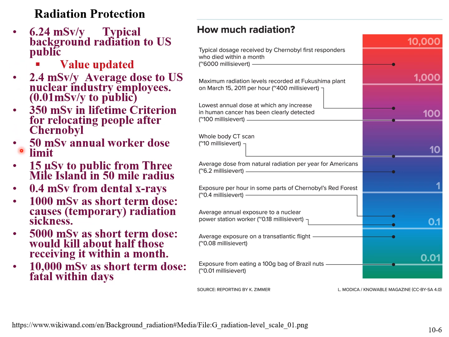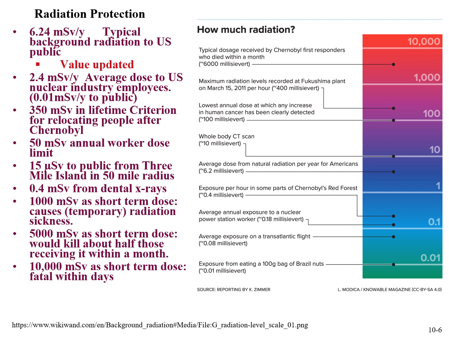And then here's some other data for consideration. If you look at the annual background of about 6 millisieverts per year, a temporary short-term dose of 1,000 millisieverts causes radiation sickness. 5,000 millisieverts, 5 sieverts, as a short-term dose would be an LD50 for a month. And 10,000 millisieverts, 10 sieverts, as a short-term dose would be fatal.